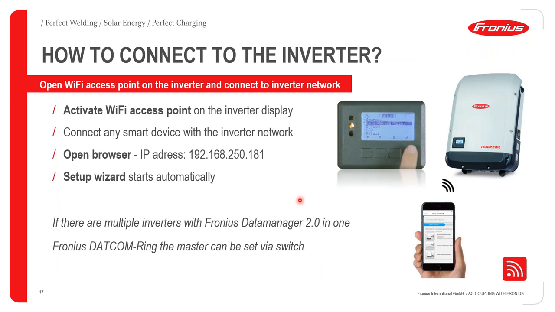So how to connect the inverter? Of course, this can be done via wireless LAN, or as you prefer to call it, Wi-Fi. You have to open the Wi-Fi access point on the inverter display, go to setup, and then choose Wi-Fi access point, and then connect your smart device to the network.